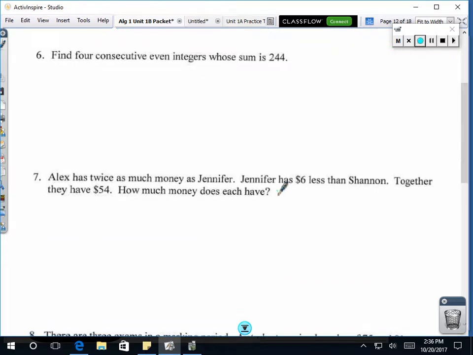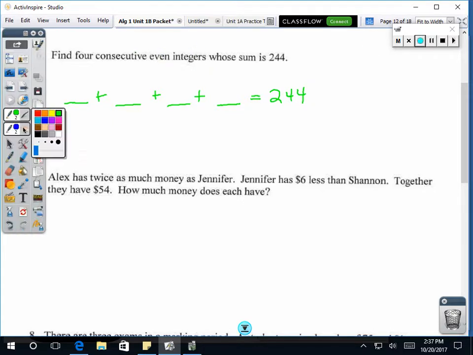Find 4 consecutive even integers whose sum is 244. So this time, we're adding up 4 numbers. Aaron, pay attention. We're adding up 4 numbers, and they have to add up to 244. But in addition to them being consecutive integers, they're also even. So, even if they're not the numbers to add up to 244, what's an example of 4 consecutive even integers?